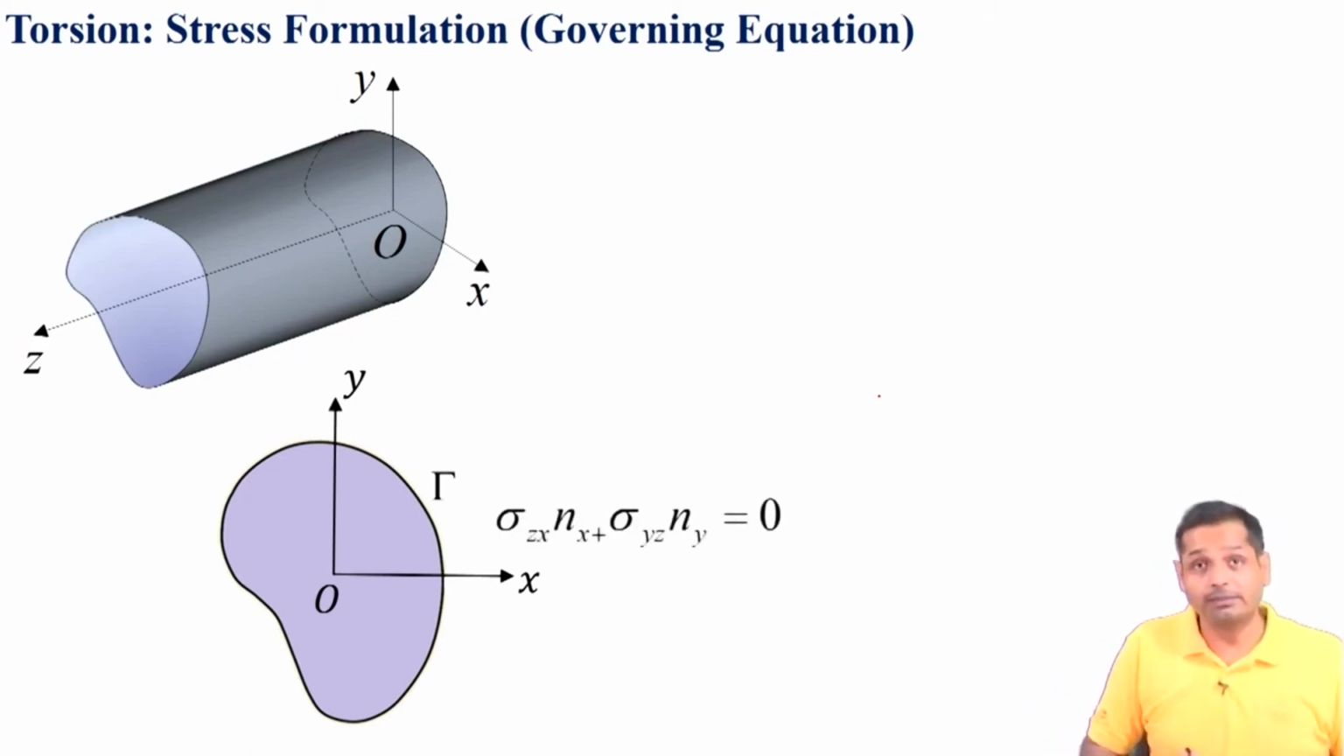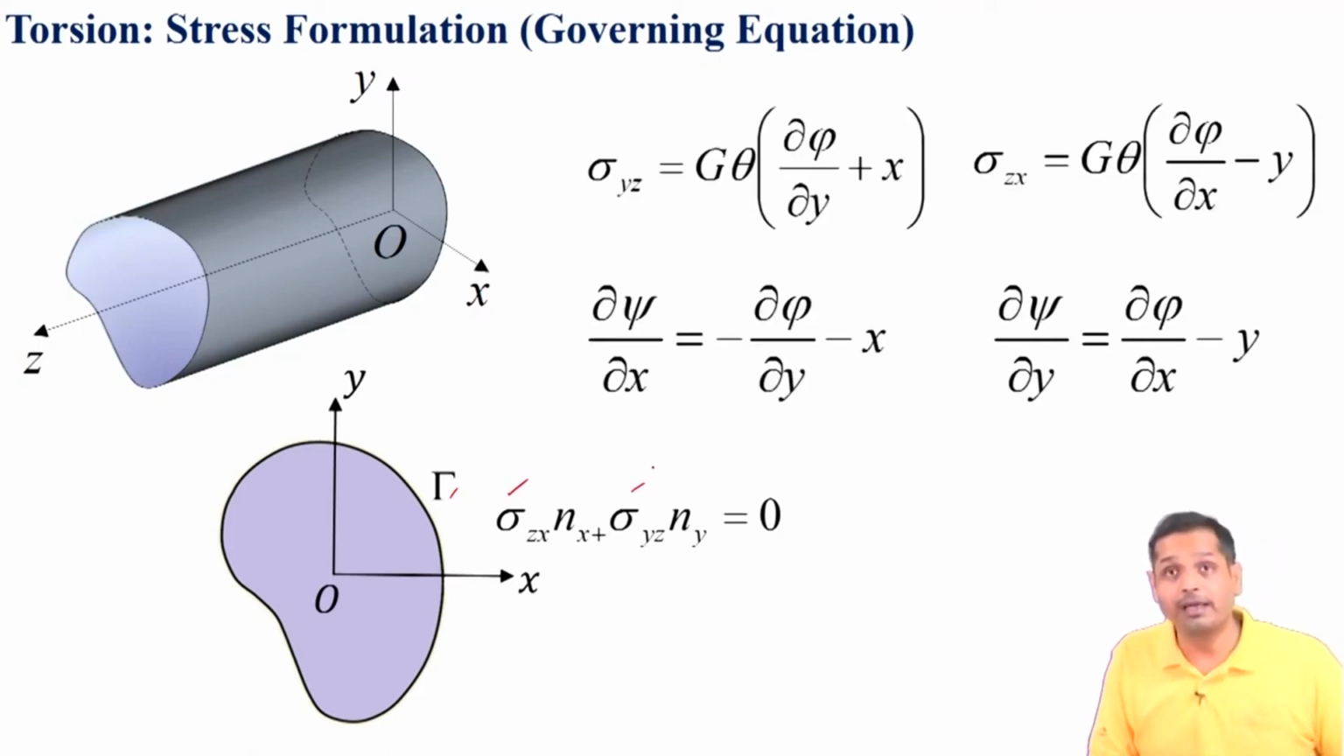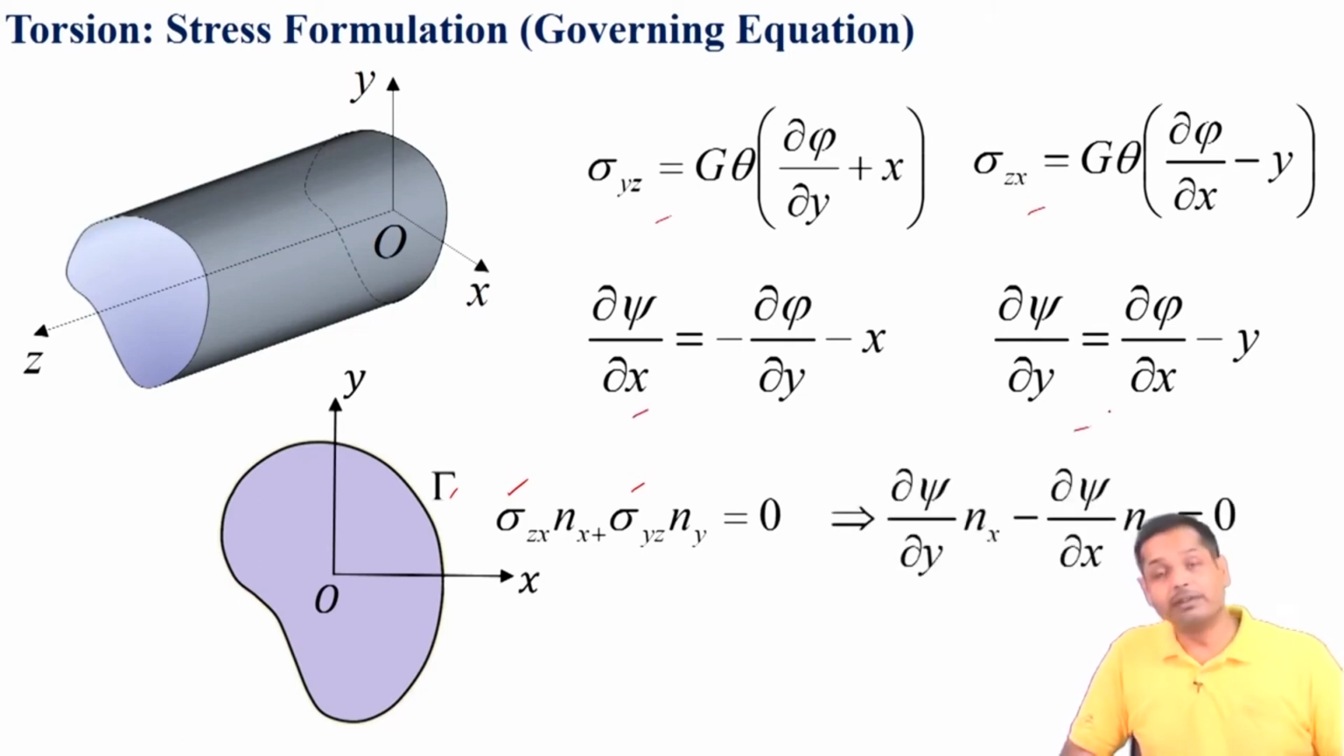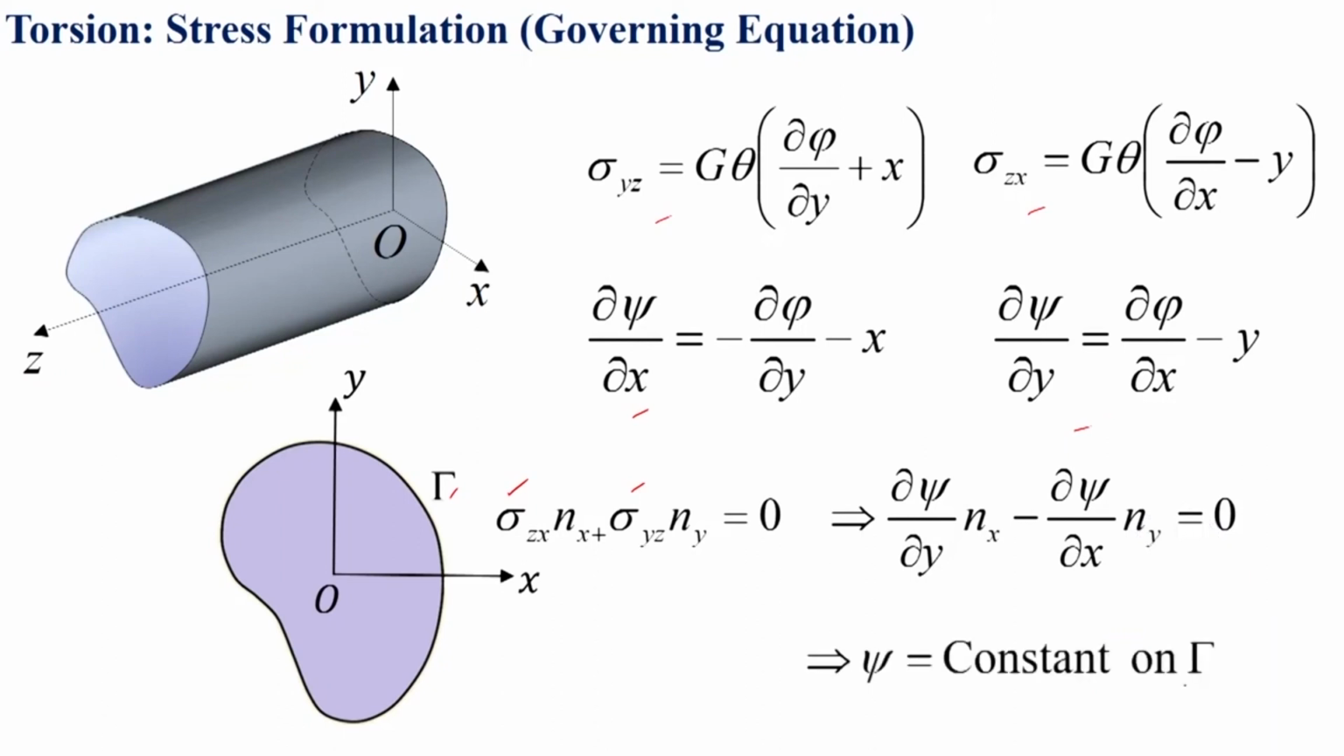Let's see what the natural boundary conditions are. Here you see the traction, if you take it at any point on gamma, traction is defined like this, and the traction will be 0. Now if we substitute sigma in terms of psi, we know this is the expression of sigma and psi is related to phi, and if we substitute that, what we get is this, and this will give us psi is equal to constant on gamma.